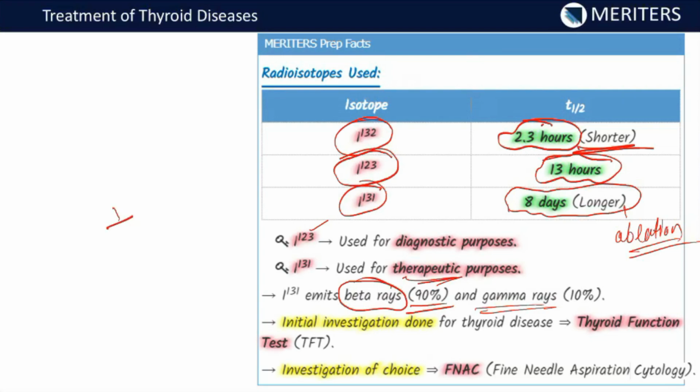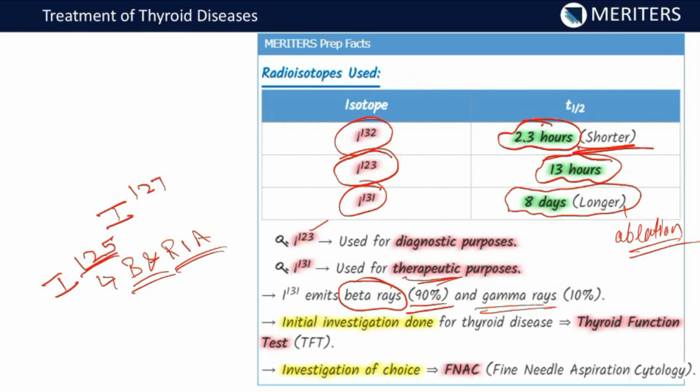And your normal iodine is 127, and I125, the iodine 125 isotope, is used in brachytherapy and radioimmunoassay. So that is again important for your entrance exams.